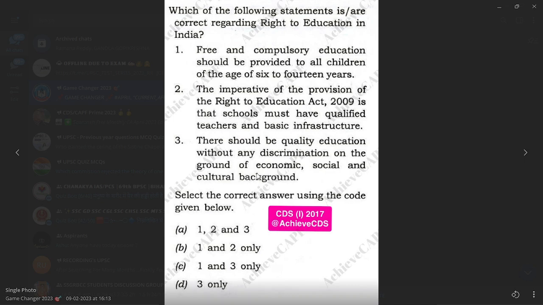The imperative of the provision of right to education must be qualified teachers and basic infrastructure. So 1, 2, 3 are correct.